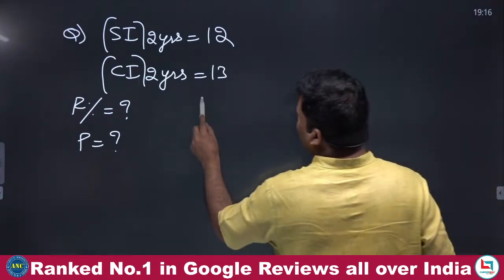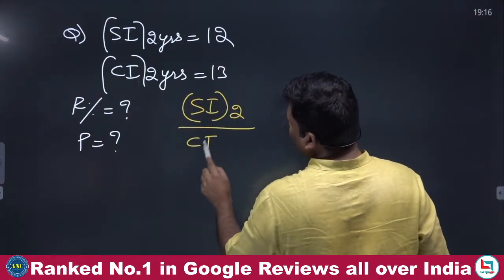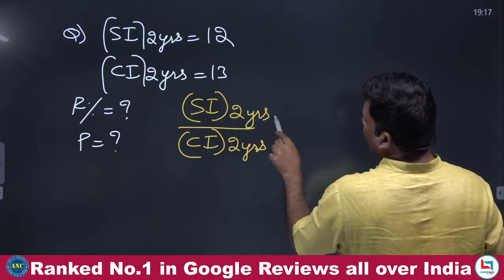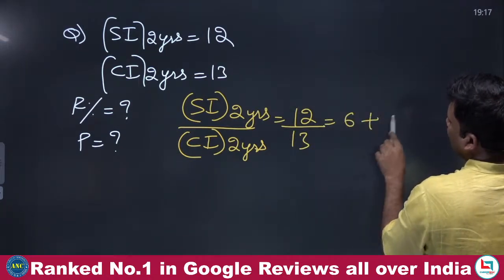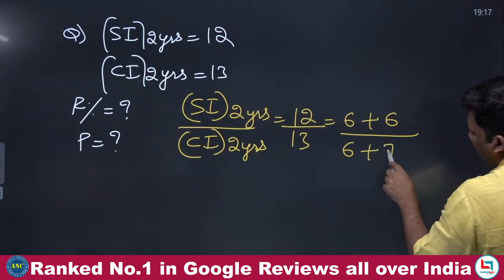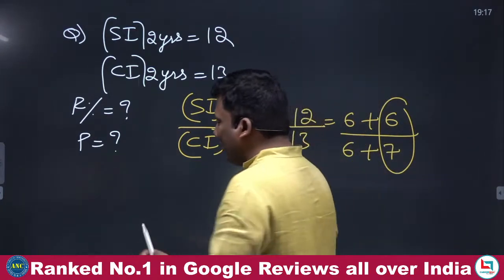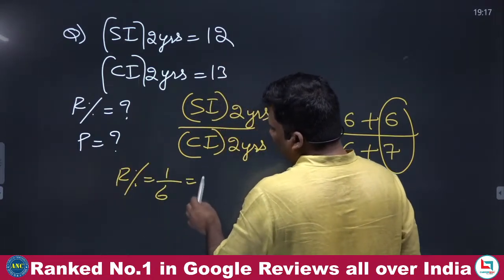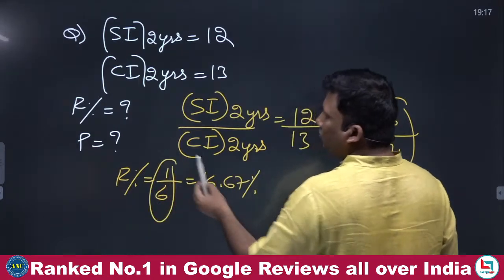What is the concept? First divide simple interest for 2 years by compound interest for 2 years. So this is given by 12 by 13. For 2 years, 12: first year 6, second year 6. In compound interest, the first year it is the same, 6. Next it is 7. In the second year, instead of giving 6 rupees, I gave 7 rupees. I gave an extra 1 on 6. 1 by 6 is 16.67.